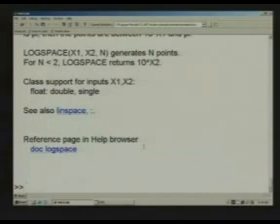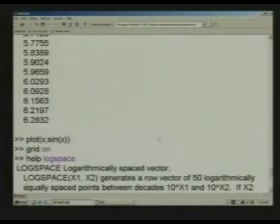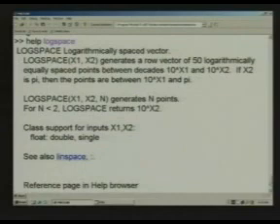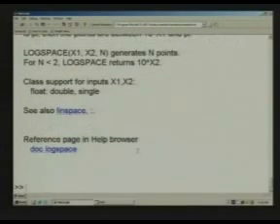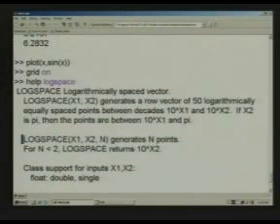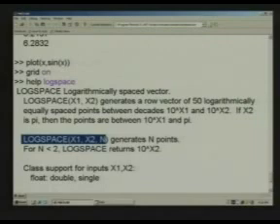See what is happening. So, what does it say? It says that it will generate a logarithmically spaced vector between 10 to the power x1 and 10 to the power x2. By default it generates 50 logarithmically equally spaced points. Just remember, 10 to the power x1 and 10 to the power x2. If you write logspace(x1, x2, n), it will give you n points from 10 to the power x1 to 10 to the power x2.